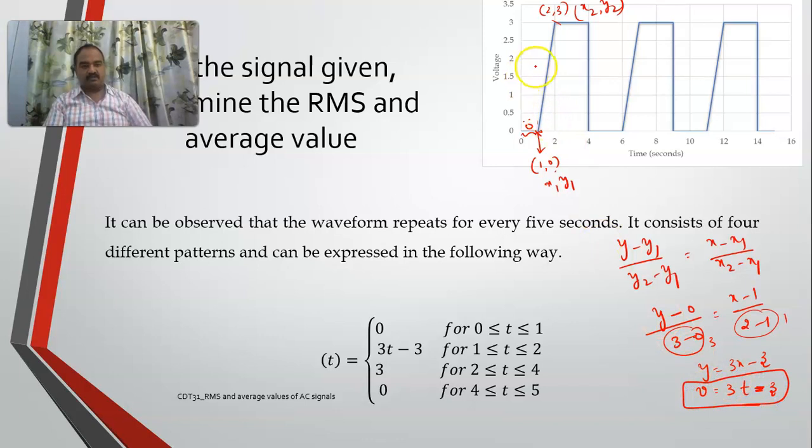So from 0 to 1 second, its value is 3t minus 3. And again from 2 to 4, its value is 3. And again from 4 to 5, its value is 0. So like that, I have divided my waveform.